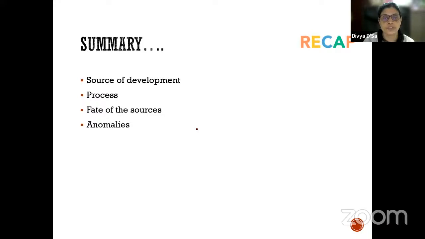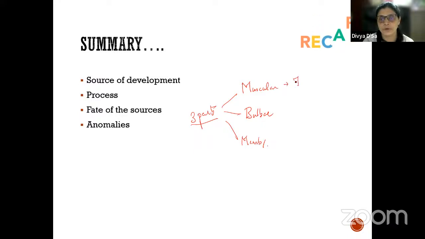So the source of development of the interventricular septum: three portions we have, three parts. What are they? The first to develop will be the muscular, then the bulbar, then we have the membranous. The muscular forms from the floor and grows up to the level of the AV cushion. The bulbar forms from the right and left bulbar ridges. And the membranous part is formed by these two plus the right AV cushion.